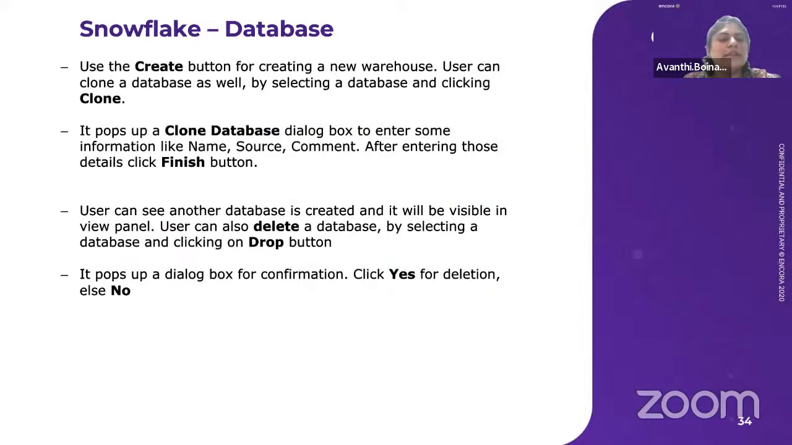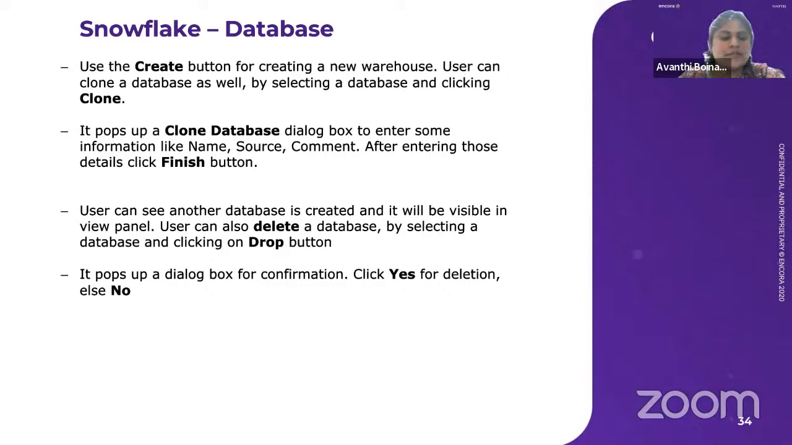Now use the create button for creating a new database. After creating the database, the user can clone it, or delete or drop it. If we want to clone a database, by selecting a database and clicking the clone button, it pops up a clone database dialog box to enter some information like name, source, and comment. We have to give all the details of that particular database. After entering those details, click finish. So it will clone the data.